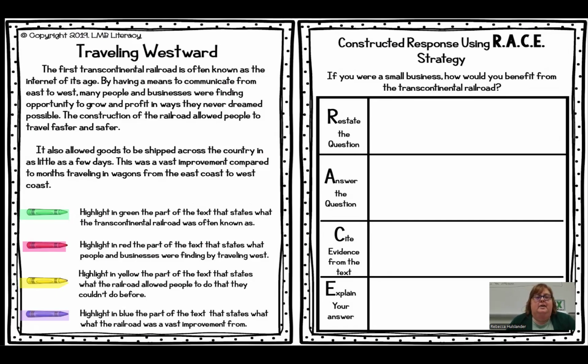Traveling westward, the first transcontinental railroad is often known as the Internet of its age. By having a means to communicate from east to west, businesses were finding an opportunity to grow and profit in ways they never dreamed possible. The construction of the railroad allowed people to travel faster and safer. It allowed goods to be shipped across the country in as little as a few days. This was a vast improvement compared to the months traveling in wagons from East Coast to West Coast.